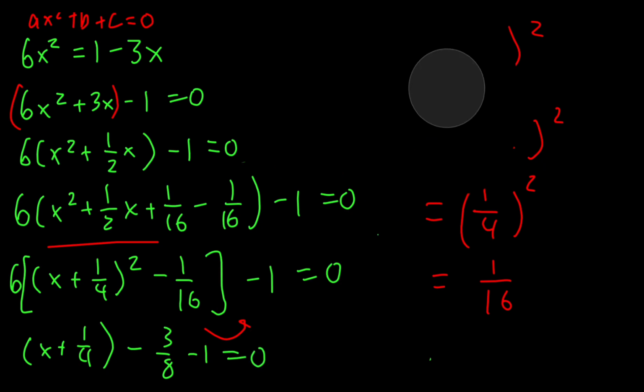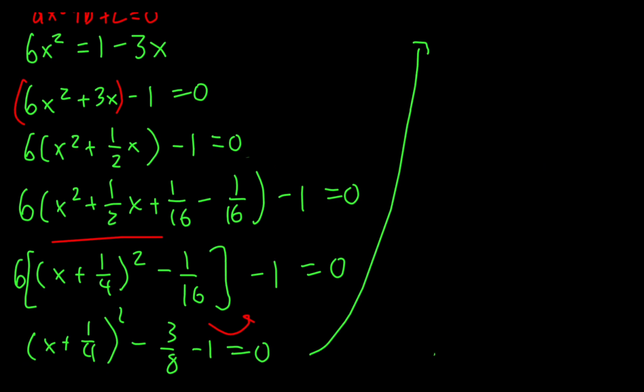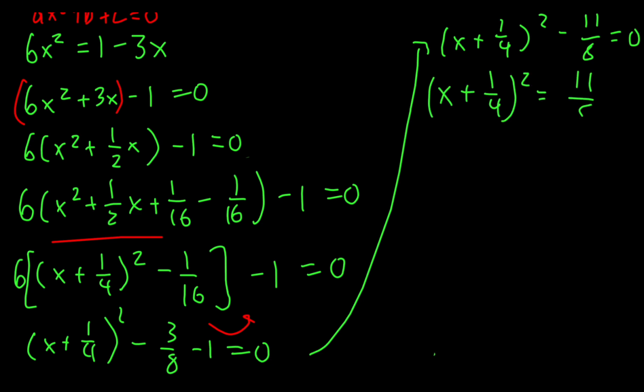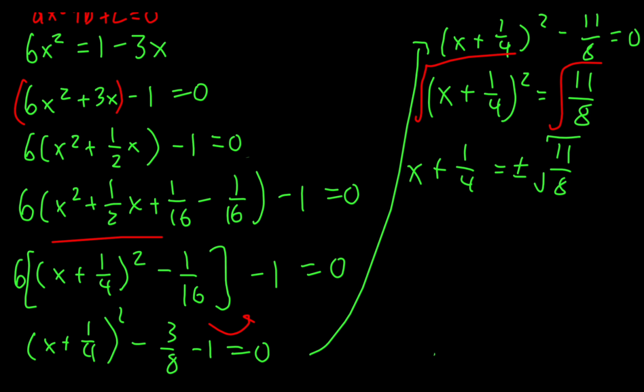And once again, I'm going to collect the like terms. So 6 times x plus 1 over 4 squared minus 11 over 8 equals 0. So once again, I bring the 11 over 8 to the other side, divide by 6, and square root both sides, not forgetting to add the plus minus in front of the root. And I'm going to bring the 1 over 4 to the other side, making it negative 1 over 4. And my final answer is going to be negative 1 over 4 plus minus the root of 11 over 8.